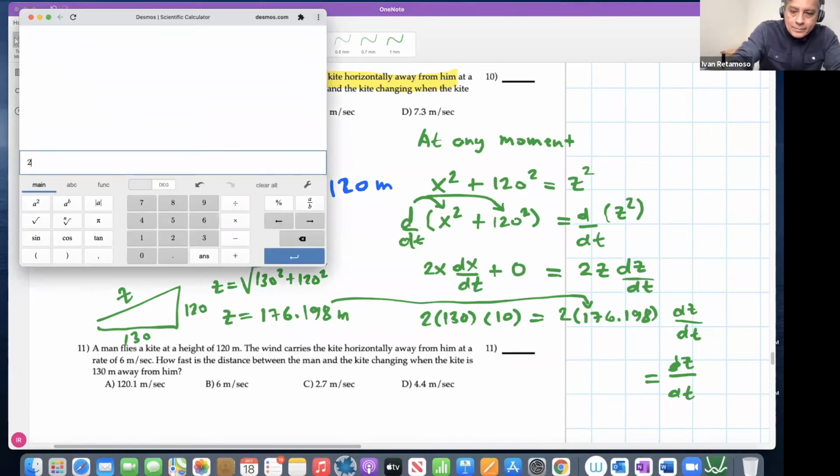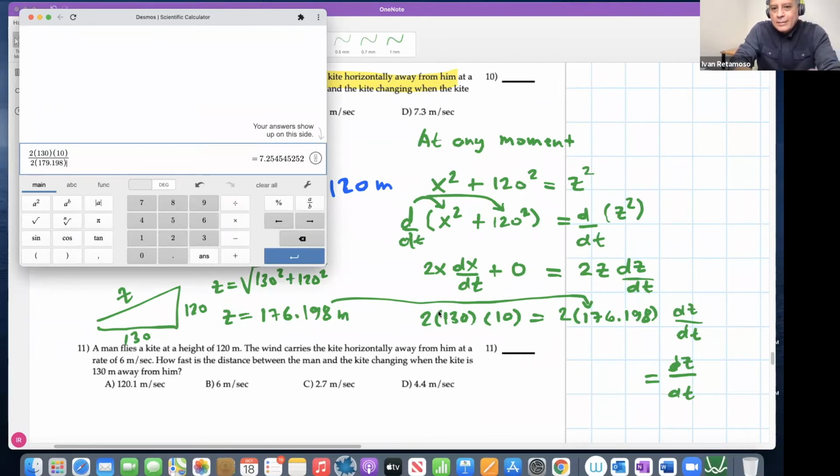So 2 times 130 times 10, all divided by 2 times 176.198. You may say, Professor, the 2's can be canceled. Yes, you can cancel that, but it's better to do it in general. So I got 7.25, which can be rounded to 7.3.